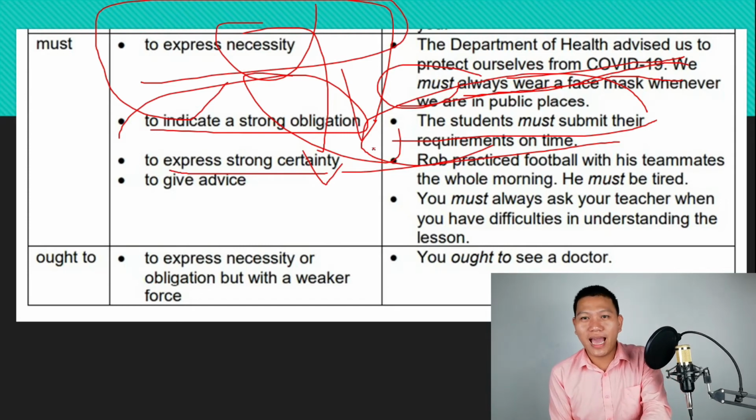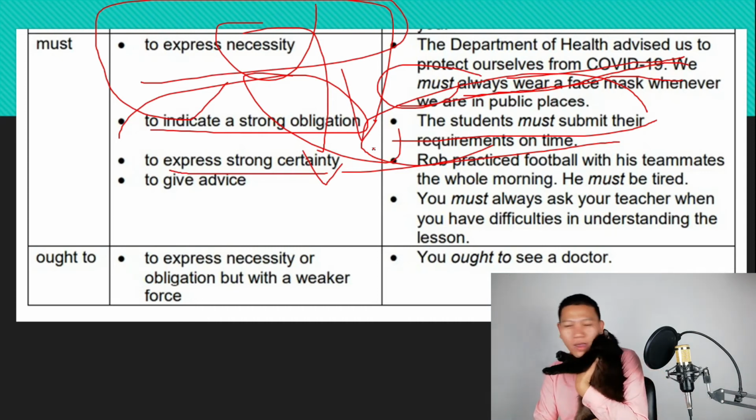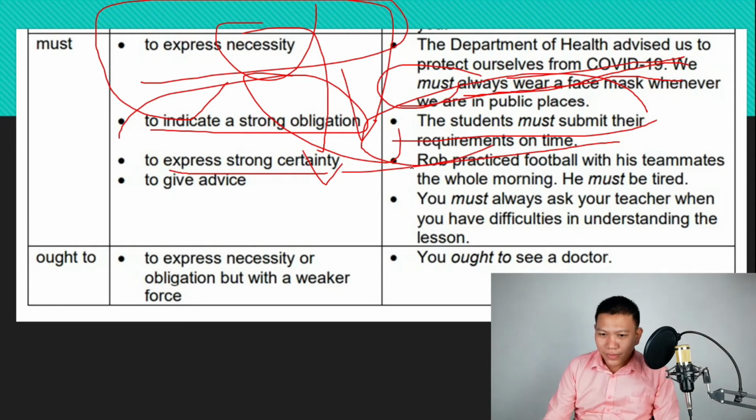Oh, my cat wants to join our class. Hi Tootsie, say hi. I'm having my class. Don't disturb me. Bye-bye.